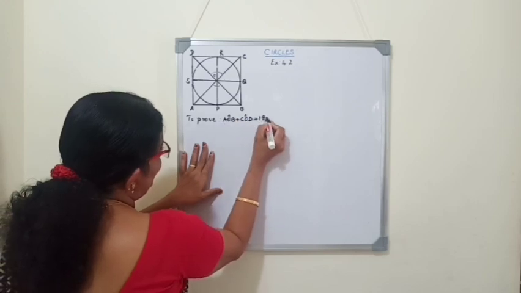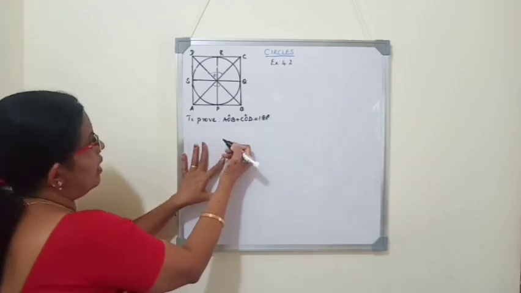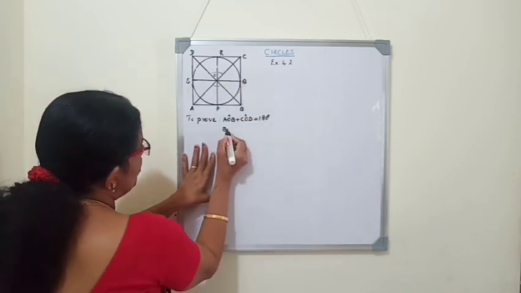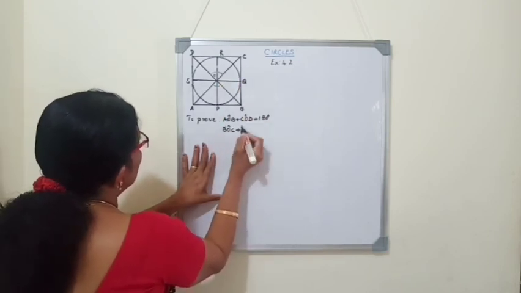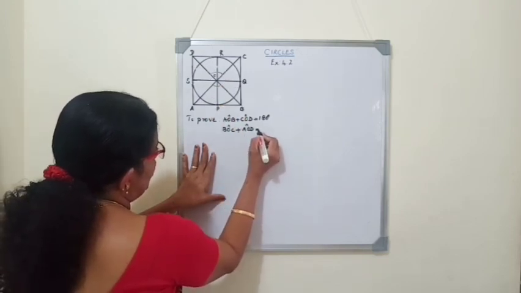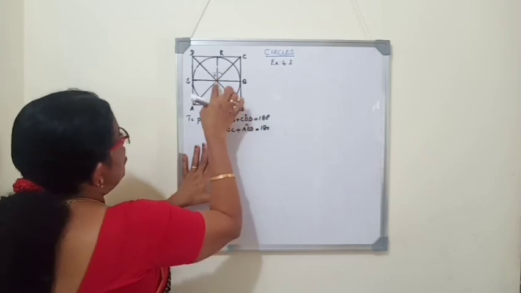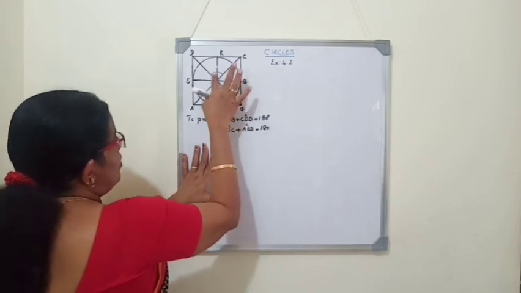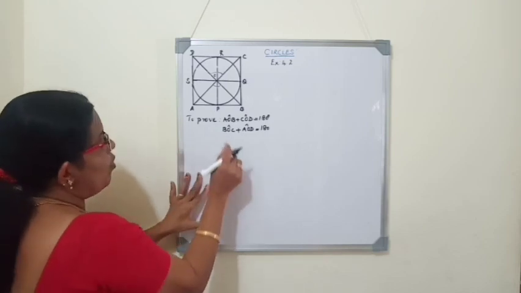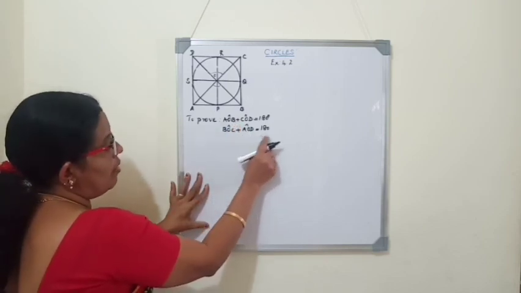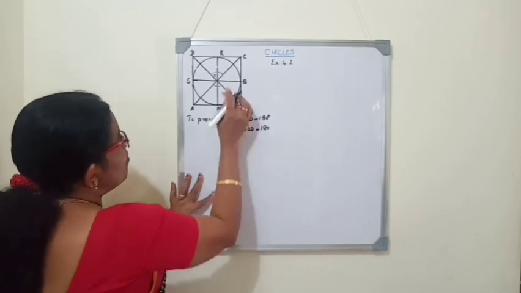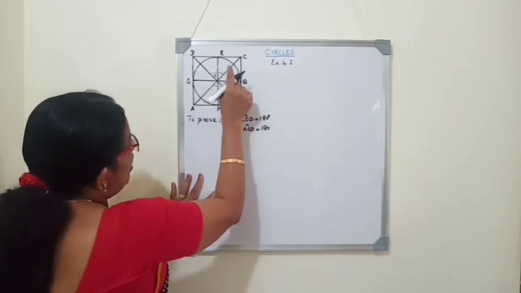Not only one set of opposite angles subtend supplementary angles at the center, the other pair is angle BOC plus angle AOD is equal to 180 degree. See, the sum of the opposite angles subtends supplementary angles at the center. So here any one we will prove, and similarly we can write the second one. So to prove this, we will consider any one quadrilateral.